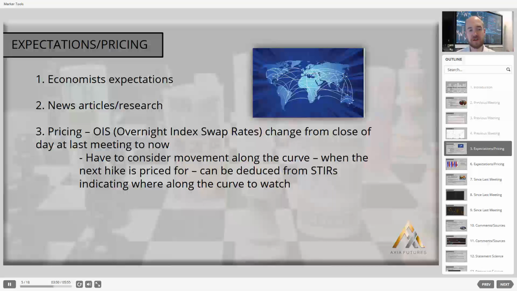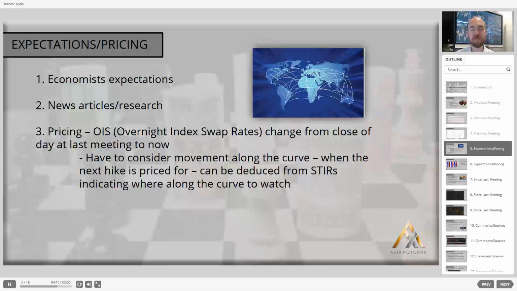And I'll show you how you can visualize that by looking at short-term interest rate markets, which show you what the expectation is of a rate hike at certain points in time going forward. And that's what's meant by looking along the curve. So the curve of interest rates going forward, you're looking along the curve for where interest rates are expected to rise.